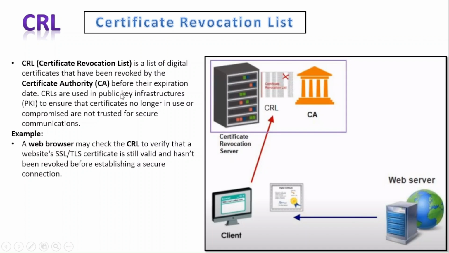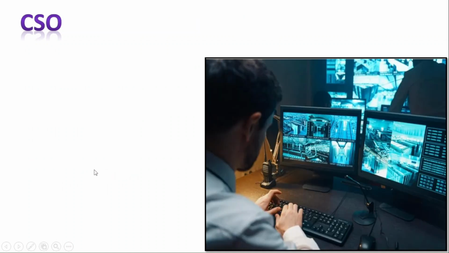CRLs are used in public key infrastructure, that is PKI, to ensure that certificates no longer in use or compromised are not trusted for secure communication. Example: a web browser may check the CRL to verify that a website's SSL/TLS certificate is still valid and has not been revoked before establishing a secure connection.